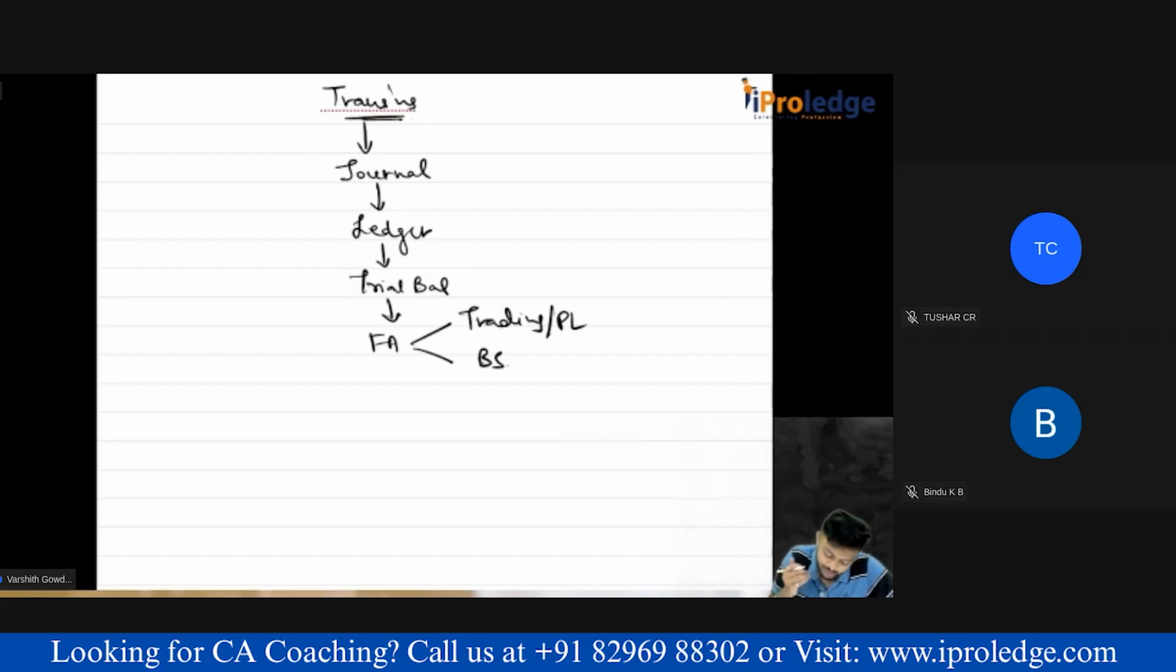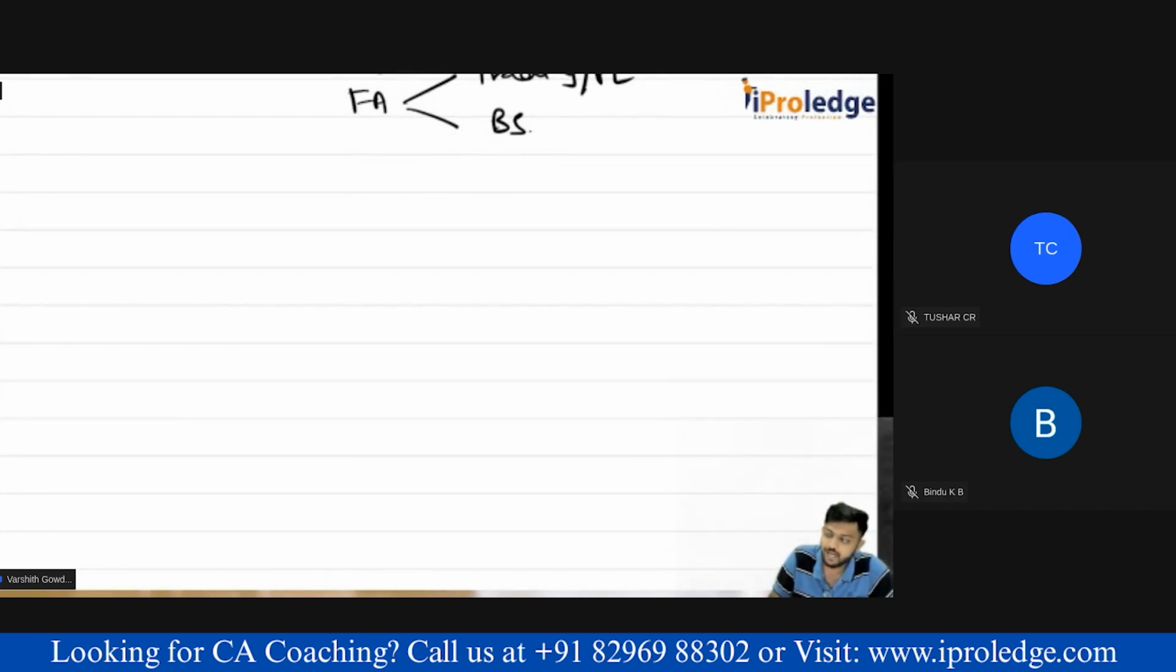Now let's see how this flow works by taking actual examples. First, transactions should be there in the business. Now I'll take 5 transactions as an example. First, the proprietor invested 5 lakh rupees in the business.